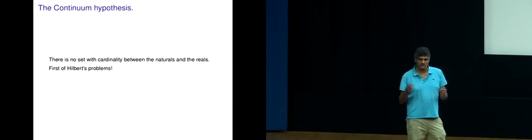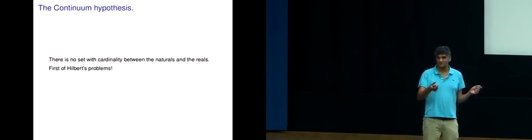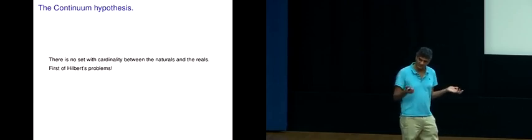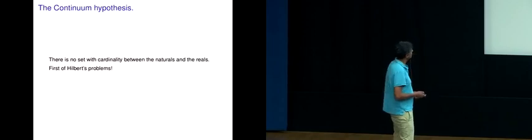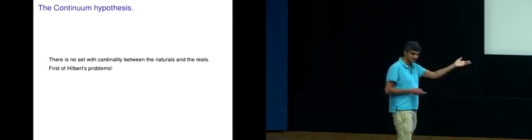Each subset of the natural numbers is, for every natural number, you have to decide whether it's in it or not. So it's infinite. Okay, so now what this problem is saying, how do you compare cardinalities between uncountable sets?